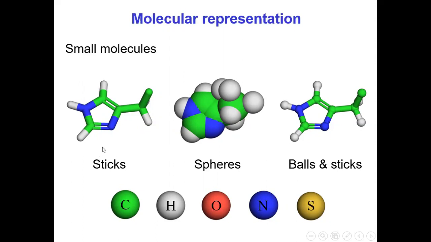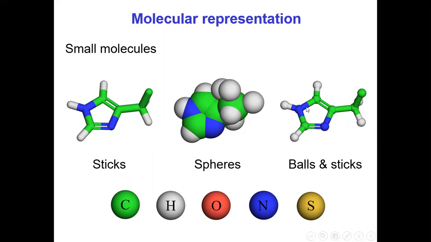The first is called sticks, where each bond between two atoms is shown as a stick. In the second representation, each atom is shown as a sphere, and the size of the sphere depends on the van der Waals radius of each atom. We talked about it in the previous lessons. The third type of representation, called balls and sticks, combines the two previous ones, and we can see that each atom is shown as a small sphere, which allows us to see also the bonds.